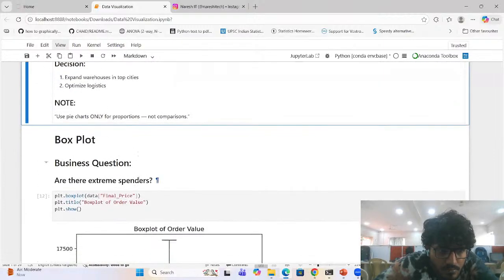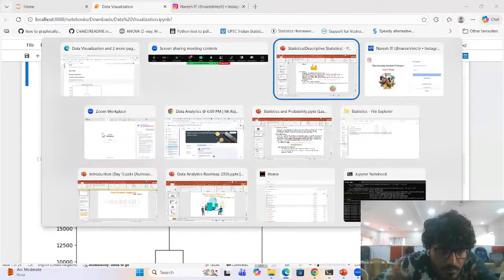See, guys, I'm always saying that whenever you're learning, you need to learn when to use. How to use, you can get it from even ChatGPT also. Okay, that's one. So next chart that we are going to discuss is box plot.